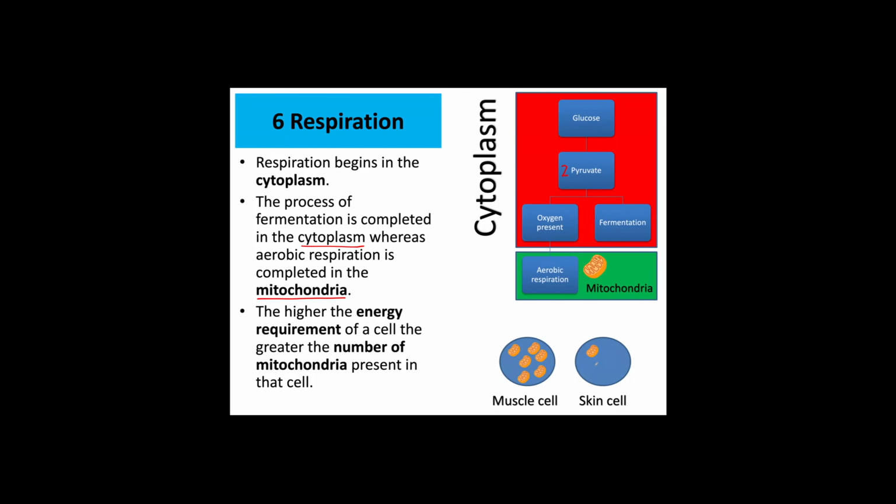So if it's a muscle cell, it's for muscle contraction. If it's a neuron, it's for the transmission of nerve impulses. If it was a sperm cell, it may be energy to swim, to move its tail to swim. Something along those lines would be a suitable answer for that.